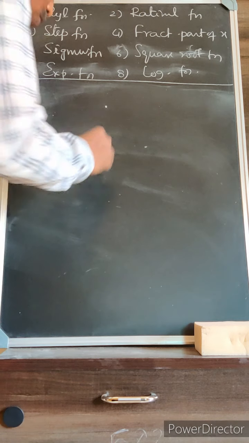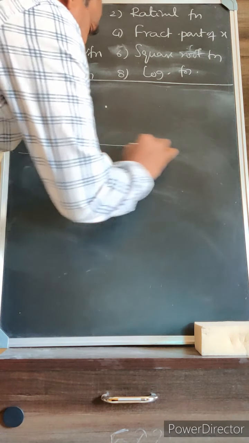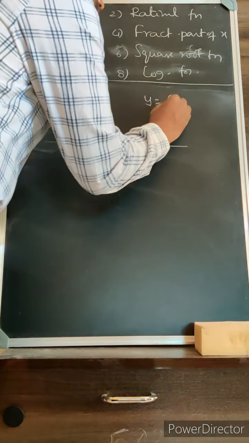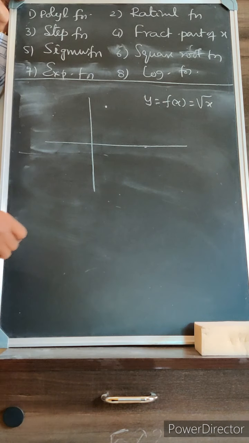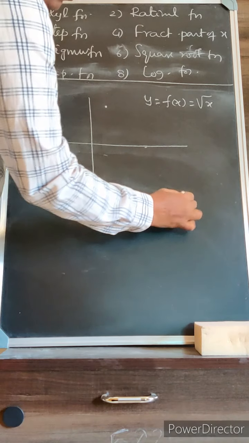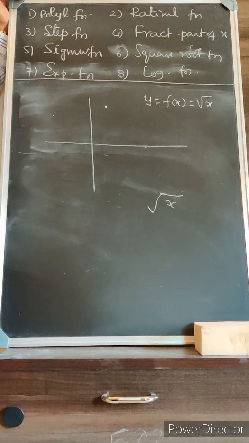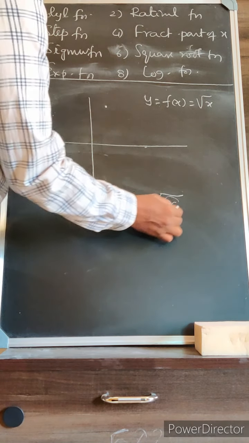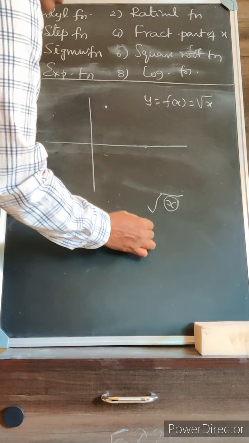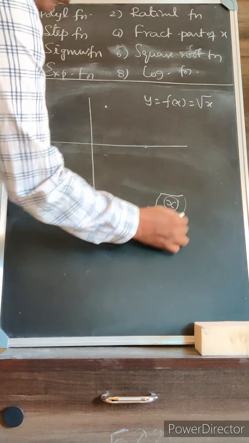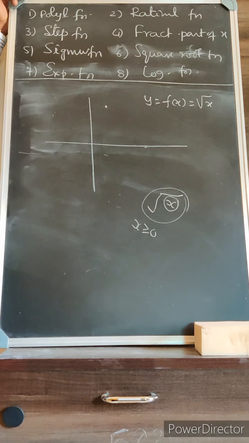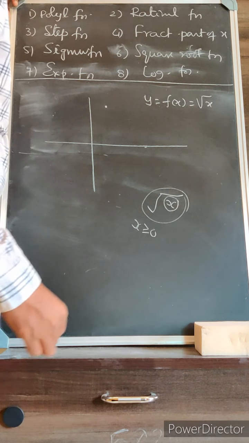Next is the square root function. Y equal to f of x equal to root x. Whenever under root we write a number, that number has to be either positive or 0. Otherwise, root x will not be a real number. We are discussing real functions only.